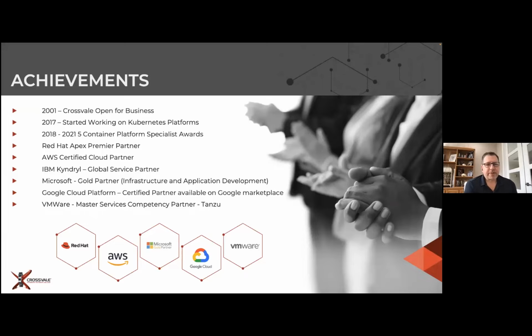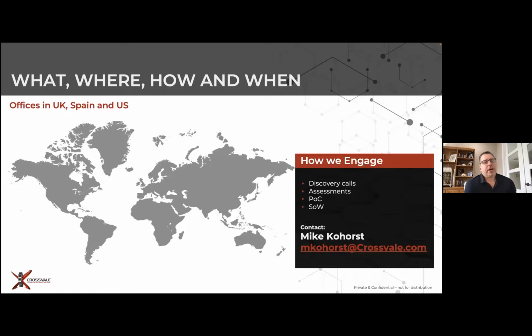Here's a quick snapshot of Crossvale. We were founded in 2001. We started working with the Kubernetes platform in 2017. Over the last 5 years, we've received many container platform awards. We're a Red Hat Apex partner, and you can see some of the other certifications that we have with the various cloud providers. Currently, we have offices in the UK and Spain, and that's where Marcos is presenting today out of Spain, our MIA offices, and then also across North America.